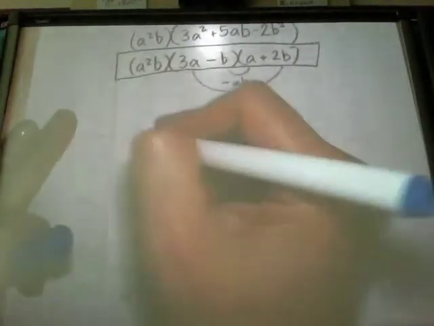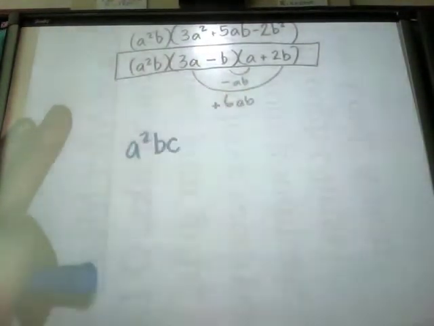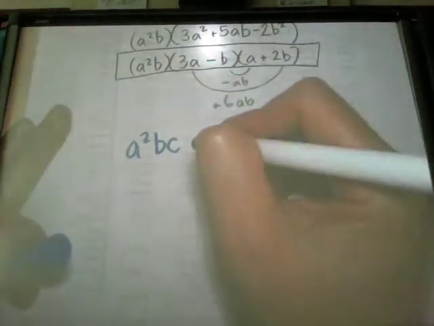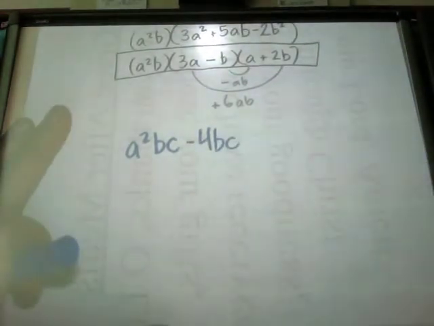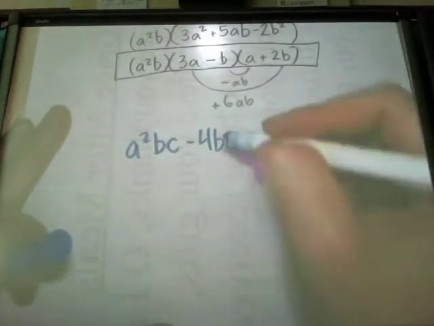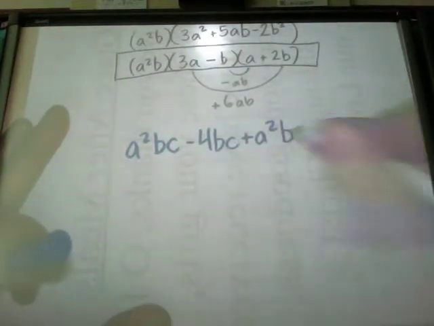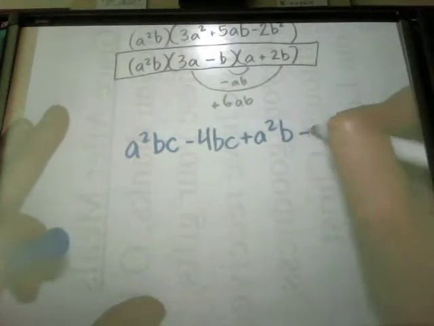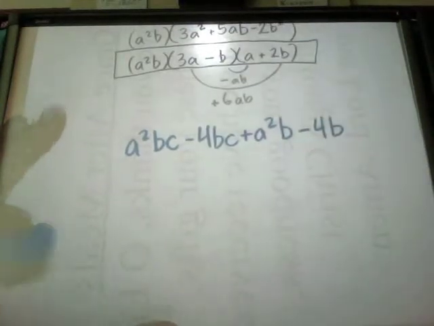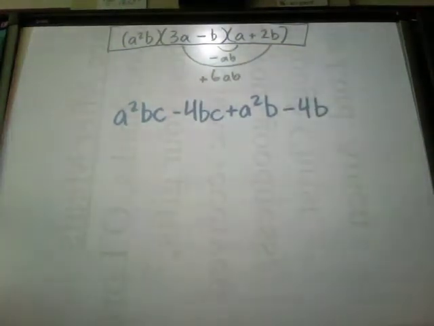Last one. A squared BC minus 4BC plus A squared B minus 4B. A squared BC minus 4BC plus A squared B minus 4B.